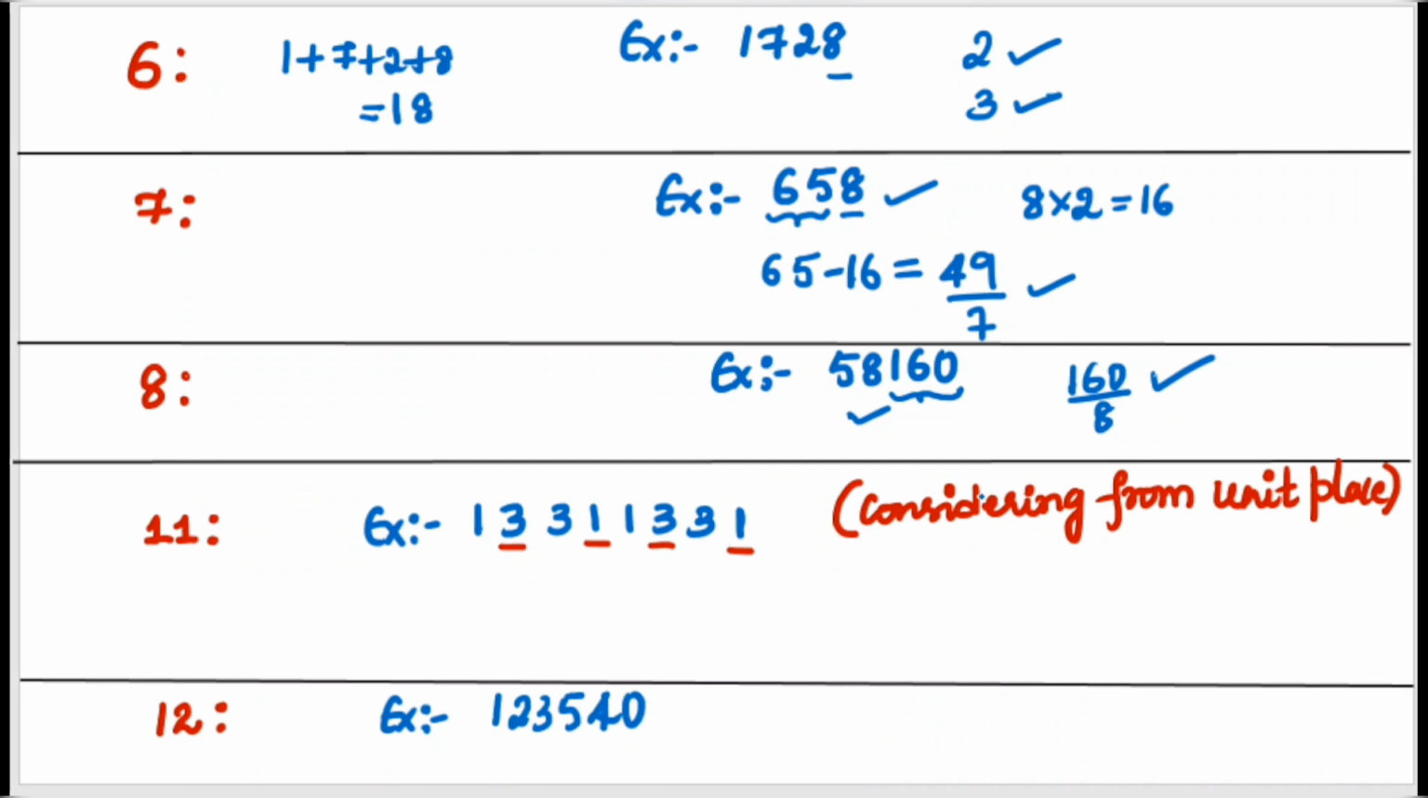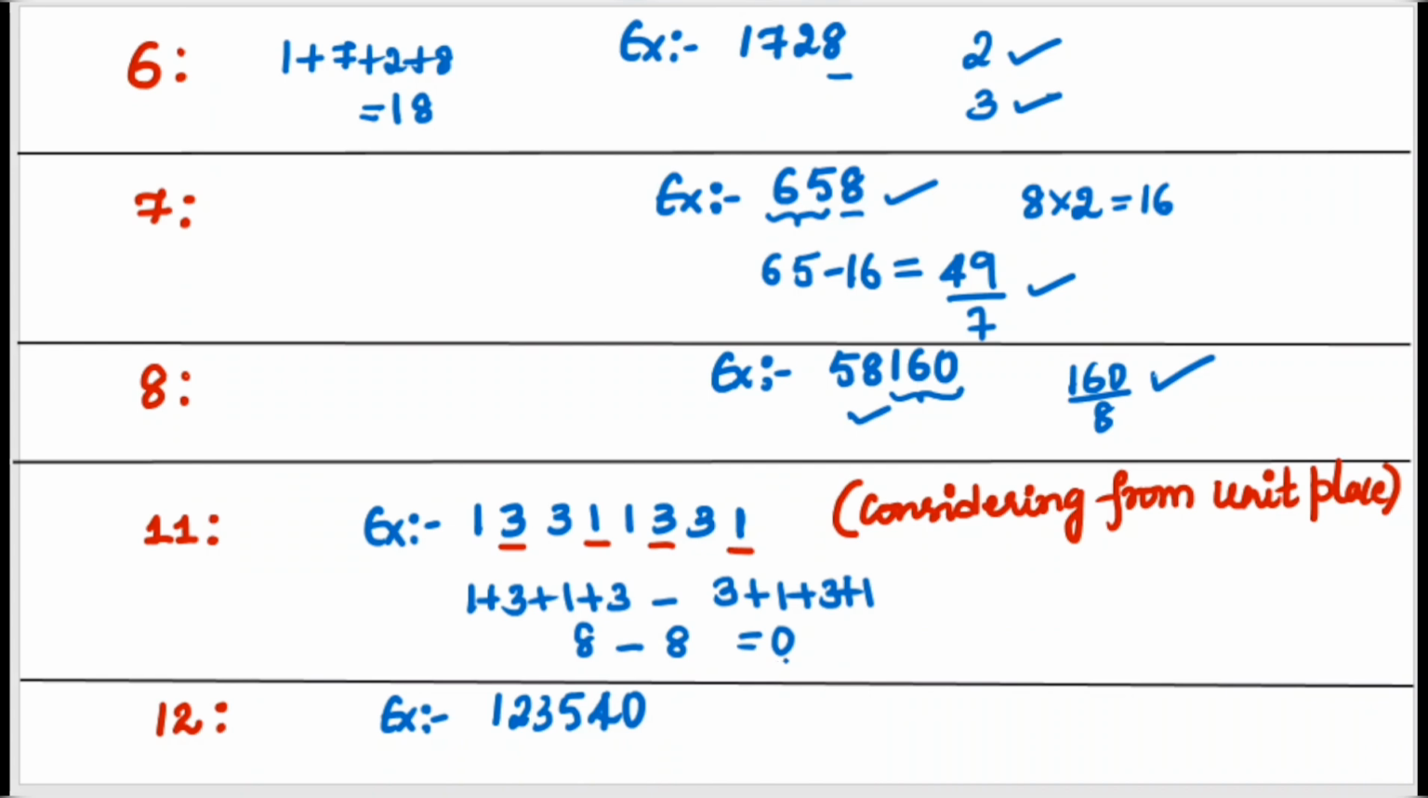1331131. So I am considering from the unit place the odd numbers. I have marked them in the red pen, you can see here. I am considering the odd numbers first and summing those numbers, that is 1 plus 3 plus 1 plus 3, minus the remaining numbers, that is 3 plus 1 plus 3 plus 1. We got the result: 1 plus 3 is 4, 4 plus 1 is 5, 5 plus 3 is 8. On the right hand side, 3 plus 1 is 4, 4 plus 3 is 7, 7 plus 1 is 8 again. That is 8 minus 8, we are getting 0.